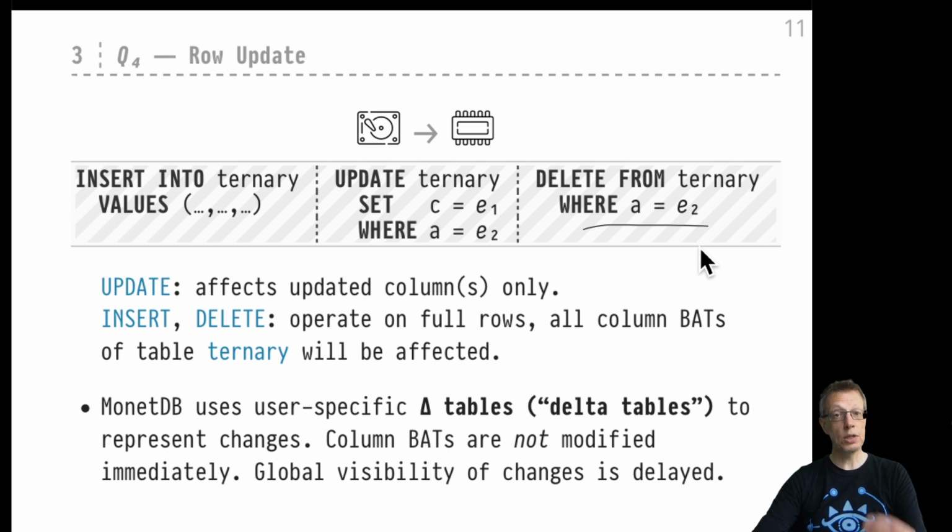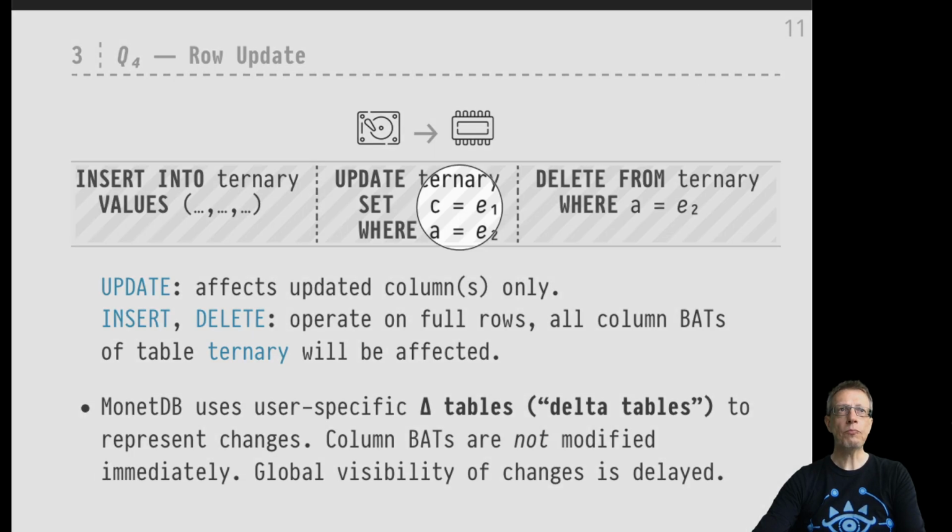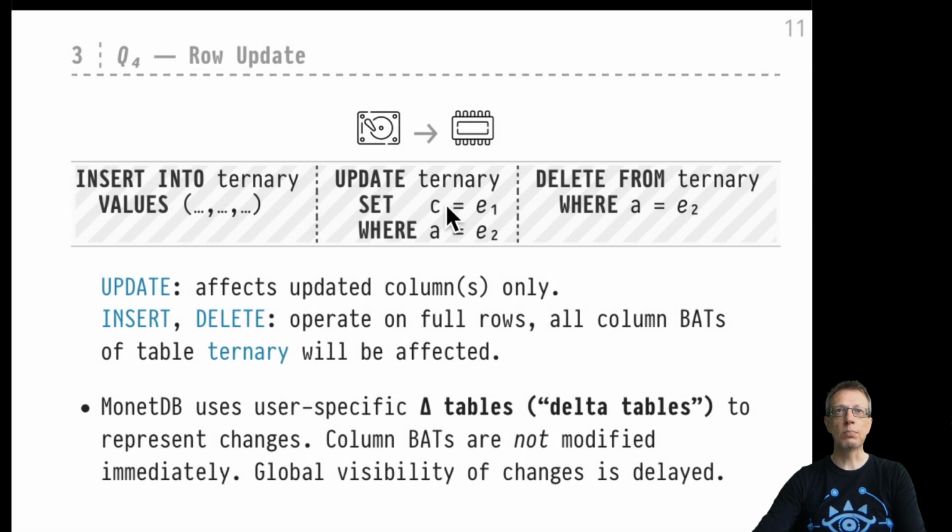Now, MonetDB is a column-based database system. So, for example, for the update case, we expect that only the BAT for column C is indeed affected. So the A and B columns held in different BATs should be unaffected by this particular update. And we will see how MonetDB implements that.